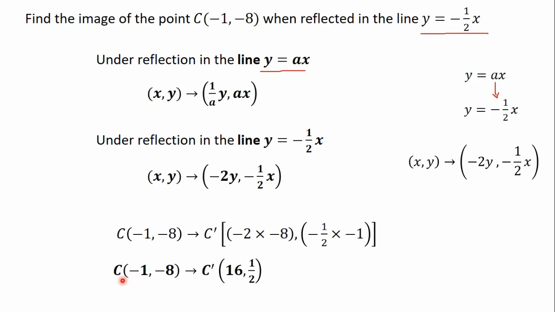So it means that when we reflect the point C with coordinates minus 1, minus 8 in the line y equals minus 1 divided by 2x, the image of C, which is C prime, will have the coordinates 16, half.